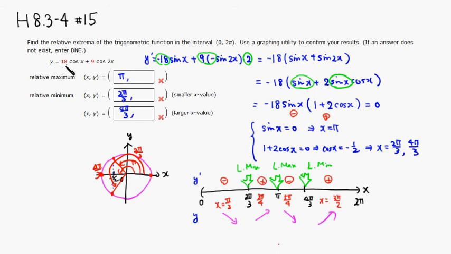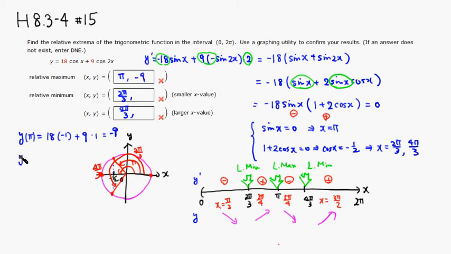So if you plug in pi, y of pi is going to be 18 times cosine of pi, which is negative 1, plus 9 times cosine of 2 pi, which is just 1, so 9 times 1. So this is going to be negative 9, because 9 minus 18. So negative 9 goes here, right?